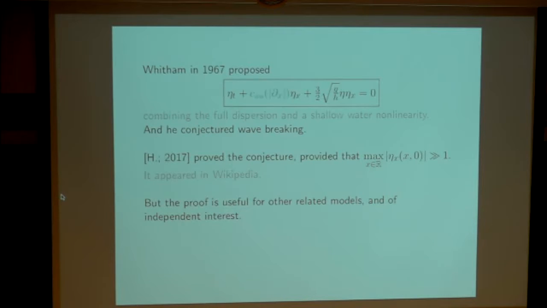And of course, it's a lot of work to turn this idea into a rigorous proof, but because of this reason, to some extent, this breaking proof requires the condition that the initial slope is sufficiently large at some point. On the other hand, the precise statement of the theorem is very complicated. This is one of the conditions, and there are other conditions, but this is the most crucial condition.